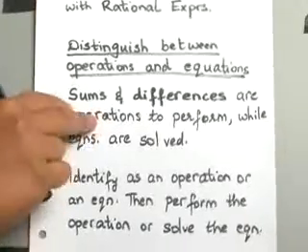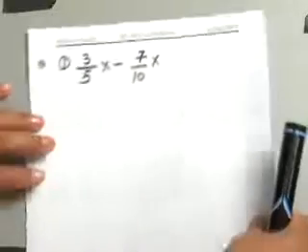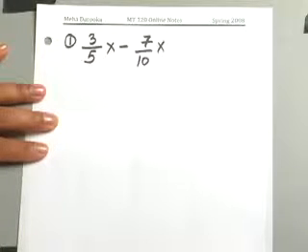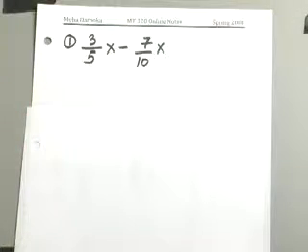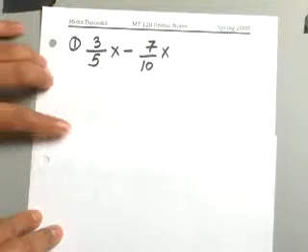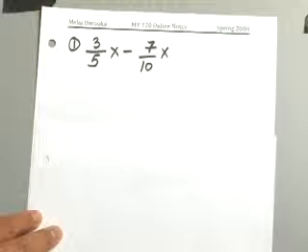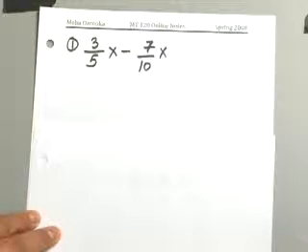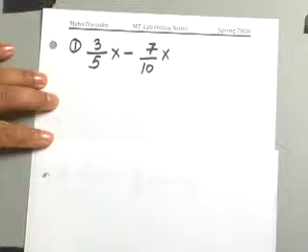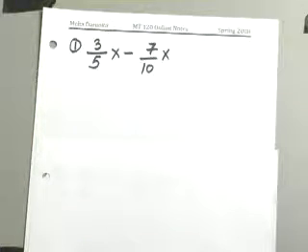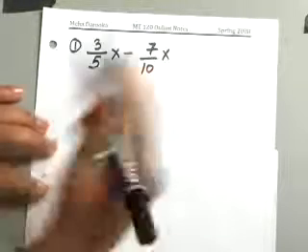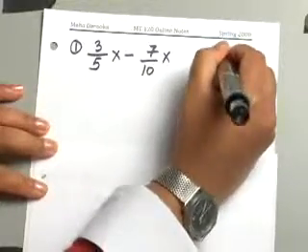So the first thing that we will start with is this example right here. Now as you can see, you have 3/5 x minus 7/10 x. So right here you can see this is an operation because you are just subtracting two rational expressions. So of course, the first thing we will say is this is an operation.